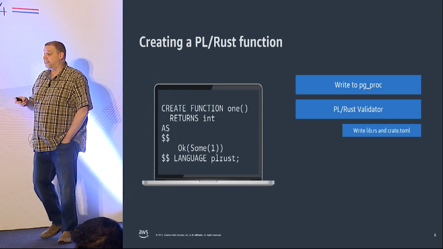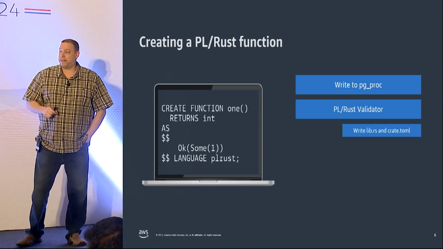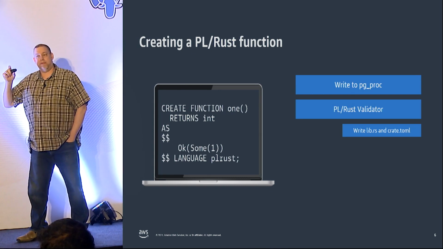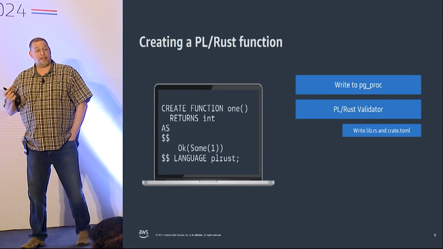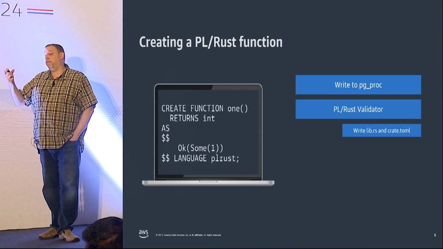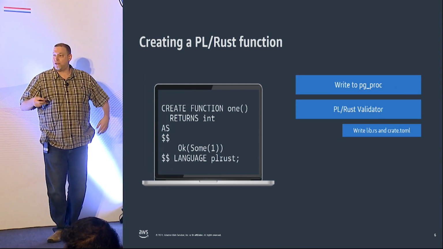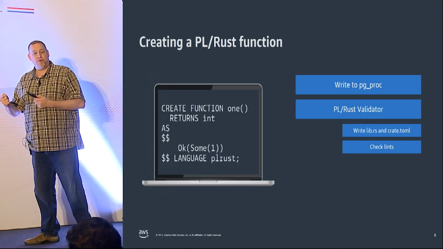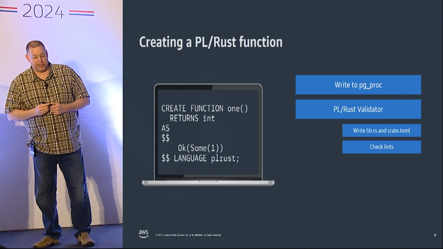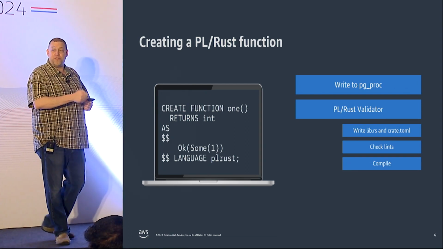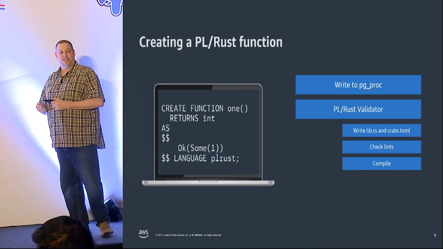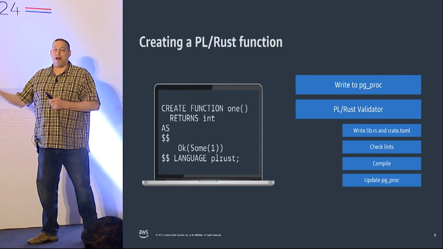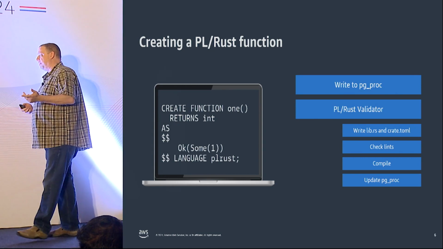And what the validator does, it takes the code, so in this case, OK sum1, and wraps that in some boilerplate and creates a file lib.rs. And then it creates a Cargo.toml file, right, which is equivalent in Rust to a makefile. So we're generating those Rust files that you need. It's then going to run through a number of lints, so it's going to statically analyze the code. Then it's going to run through the Rust compiler, so we're going to generate a compiled object. And then at the end, it's going to update PGProc with the results.